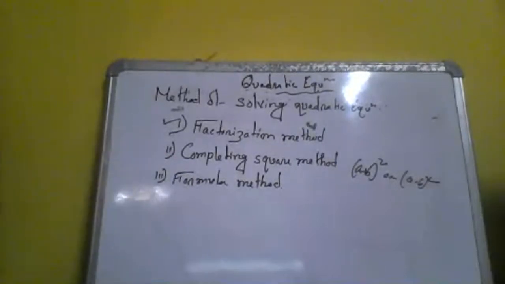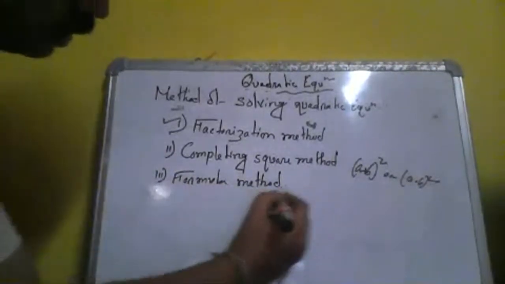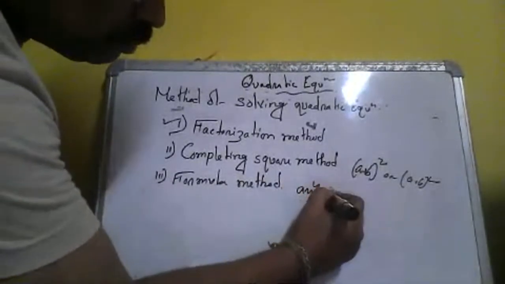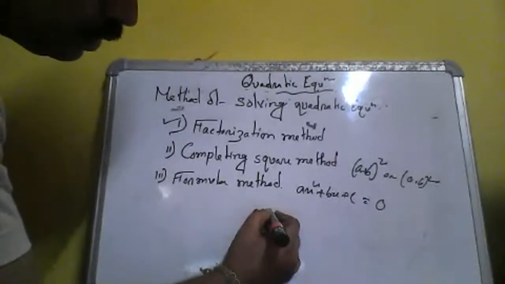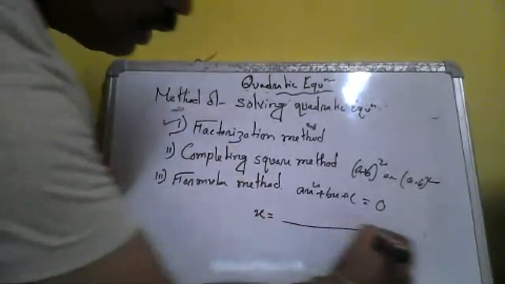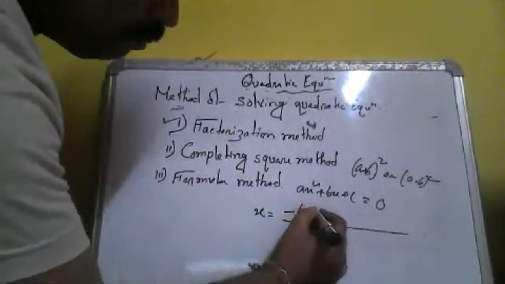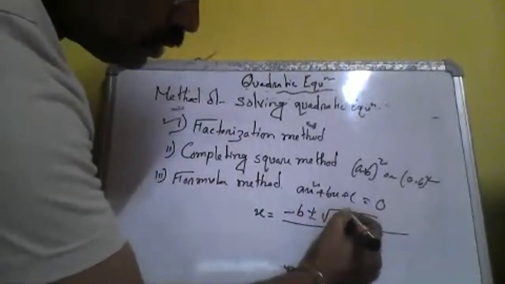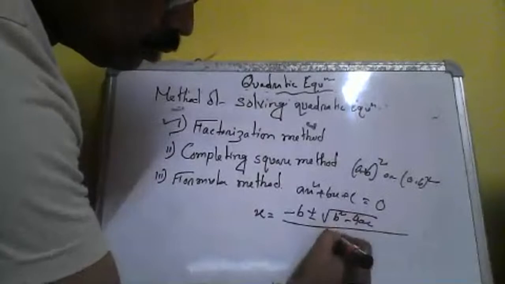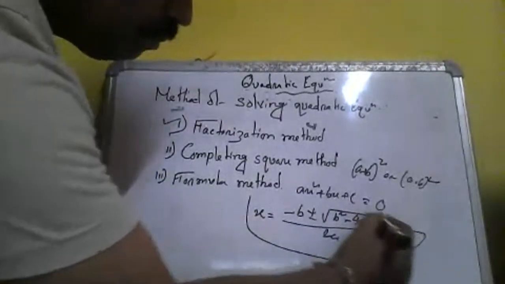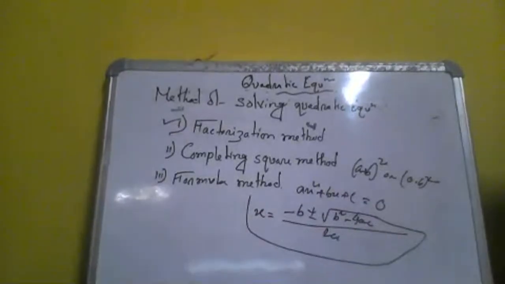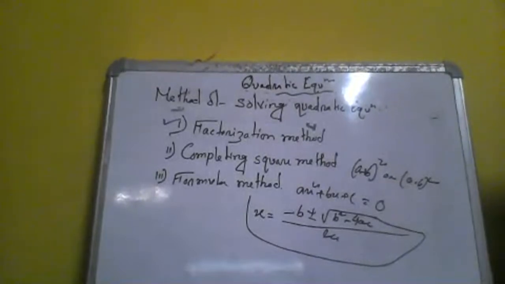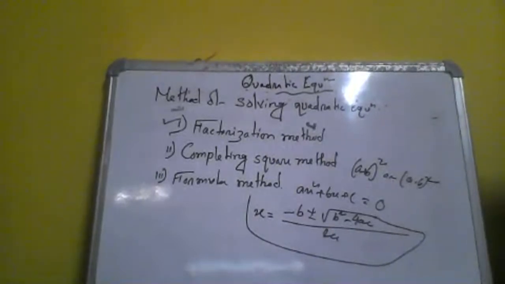And in the formula method, one formula is there. The standard quadratic equation is what? ax square plus bx plus c equal to 0. Then from there, to find the value of x, the formula is what? Minus b plus minus root of b square minus 4ac divided by 2a. By using this formula we find the value of x. In a quadratic equation, the roots of the equation, that means the values of x, always come as 2.